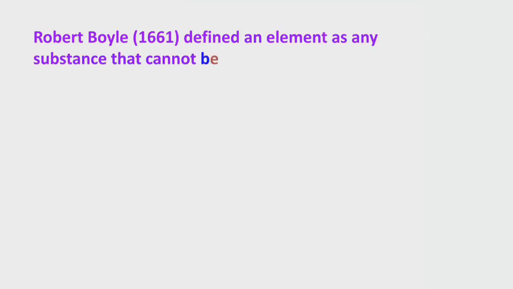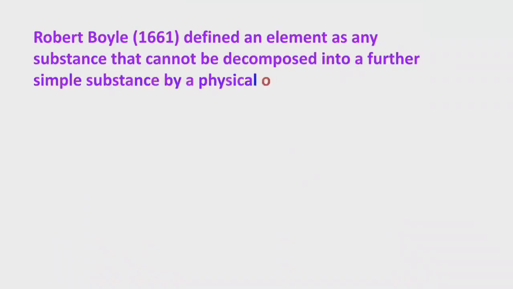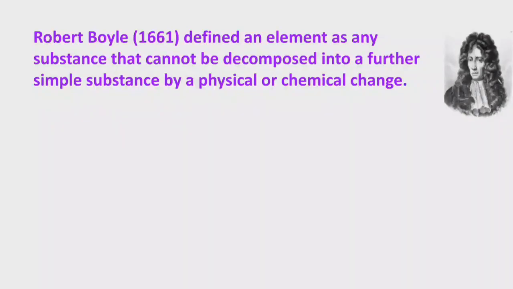In 1661, Robert Boyle defined an element as any substance that cannot be decomposed into a further simple substance by physical or chemical change. Element is nothing but any substance that cannot be decomposed into further simple substance by physical or chemical change. That is the element. Here we can see Robert Boyle.